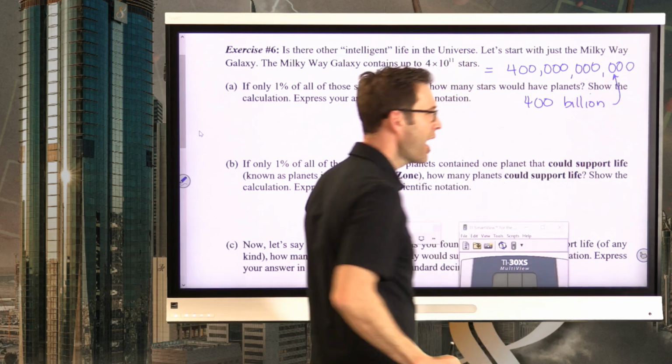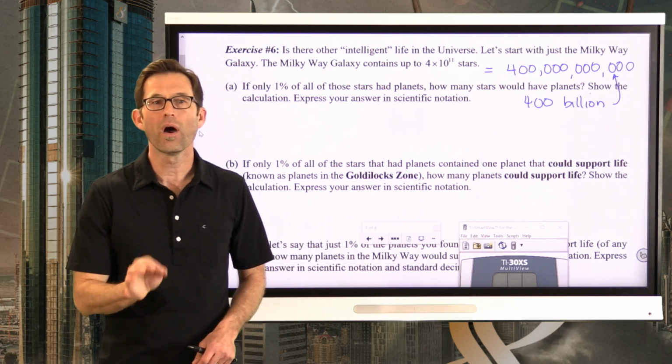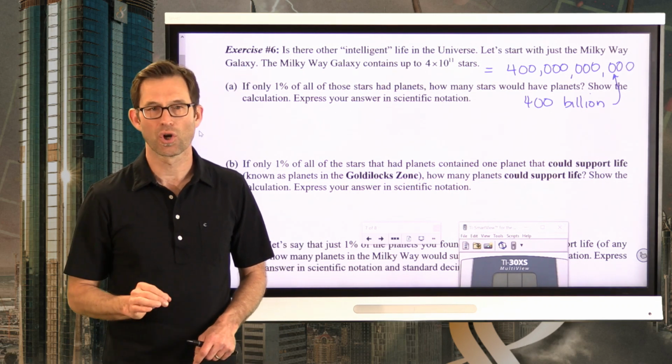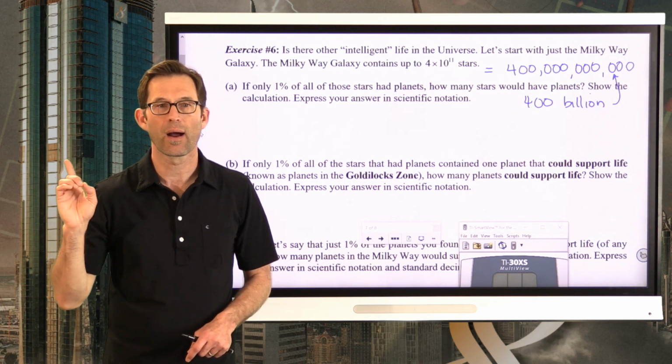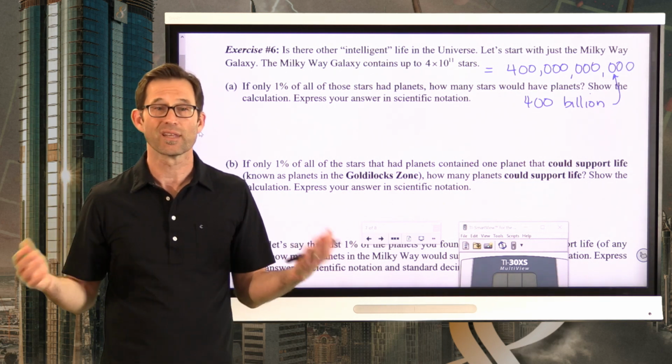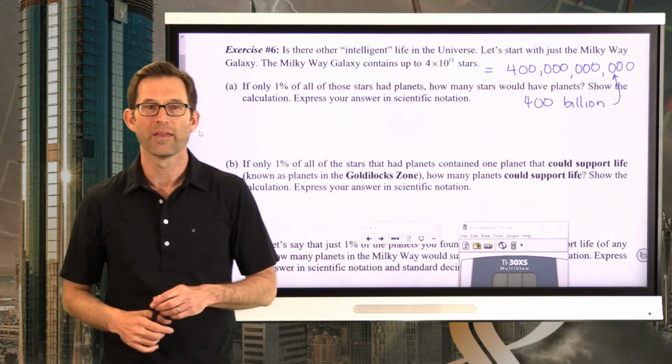All right, our galaxy alone, the Great Milky Way, has around 400 billion stars in it. 400 billion stars, just like our own sun. I mean, they're not all just like the sun, but whatever. All right, let's take a look at letter A.